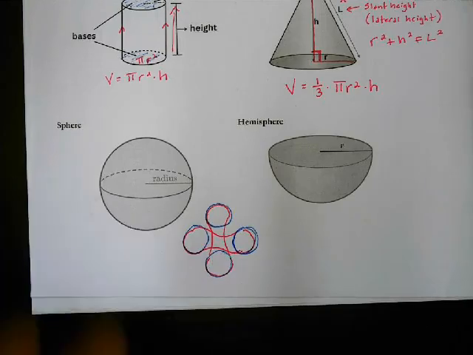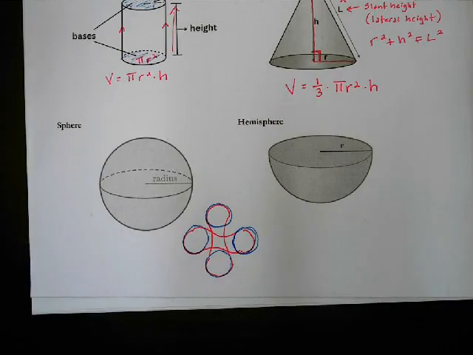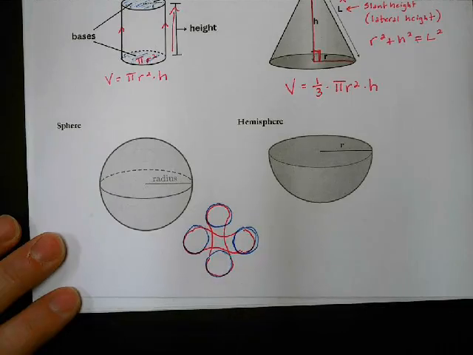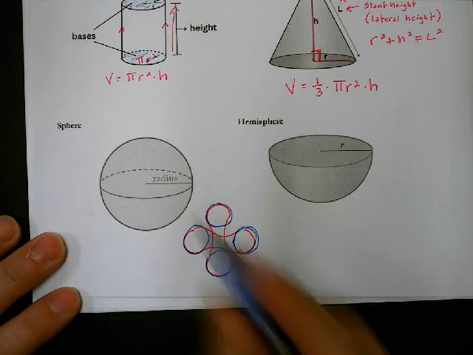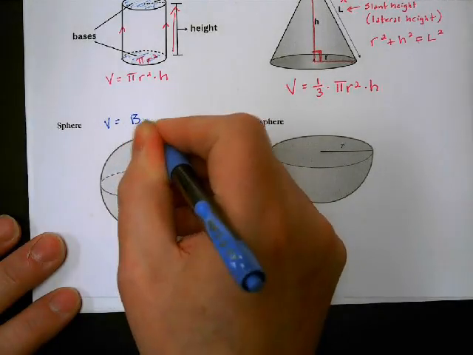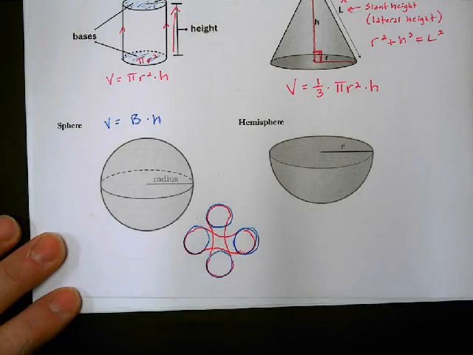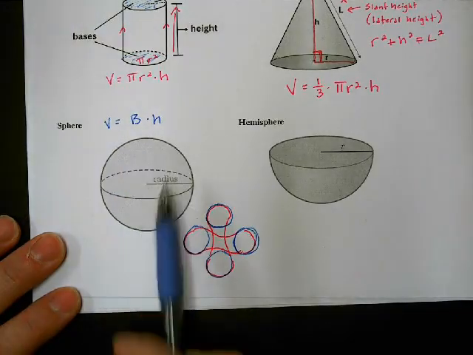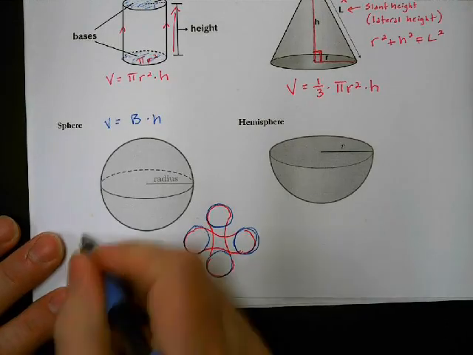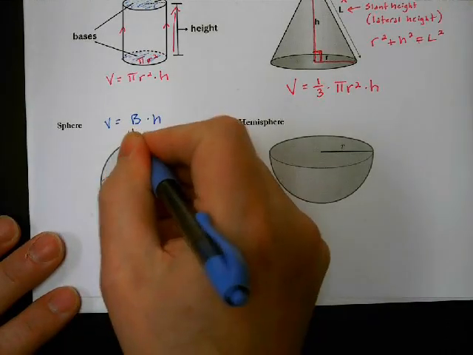So the outside of a sphere has 1, 2, 3, 4 circles. Any sphere has 4 circles. So if we're doing volume equals base area times the height, the base area, the outside of this, is 4 circles. That is 4 pi r squared. That's the base area.